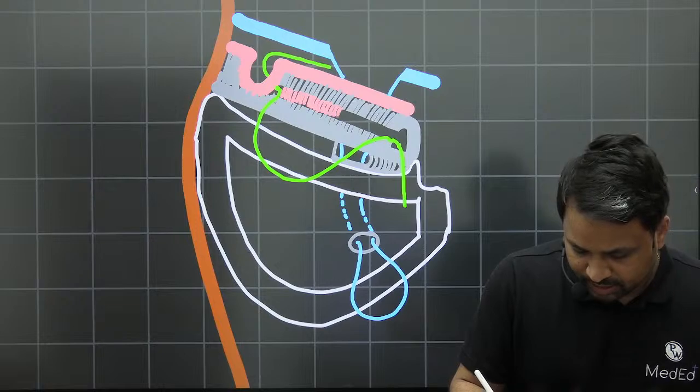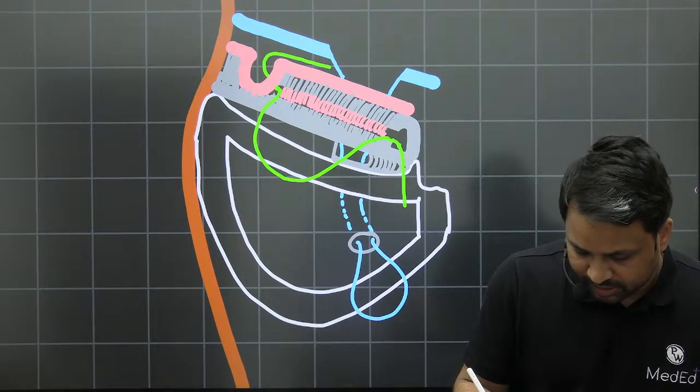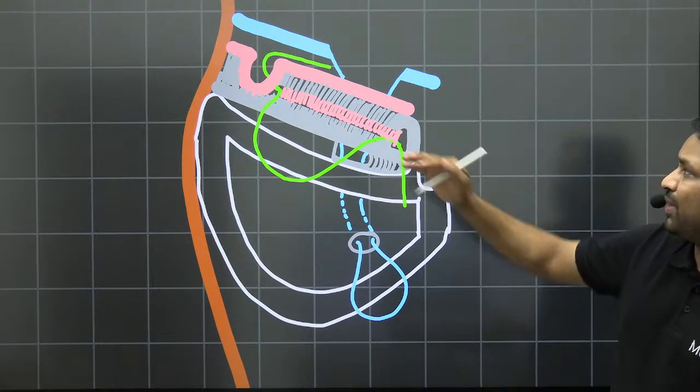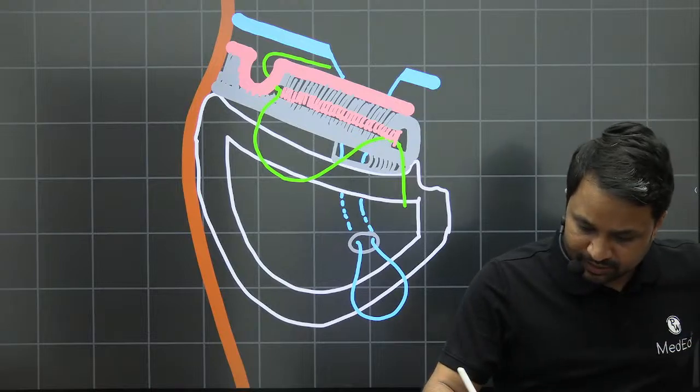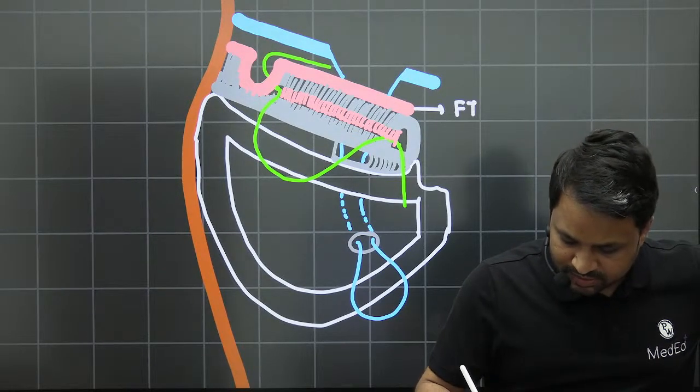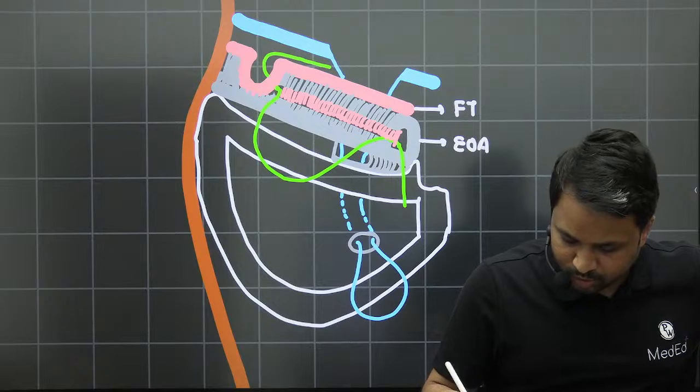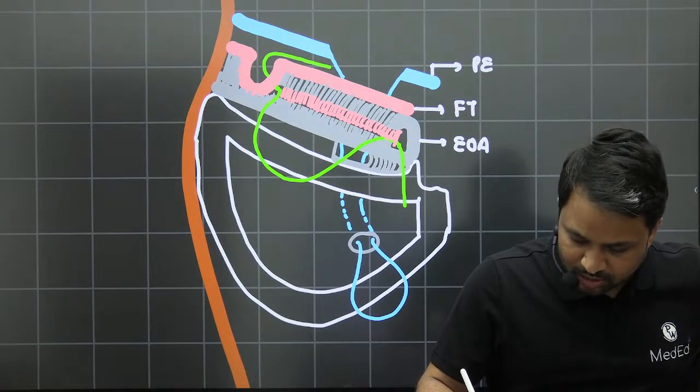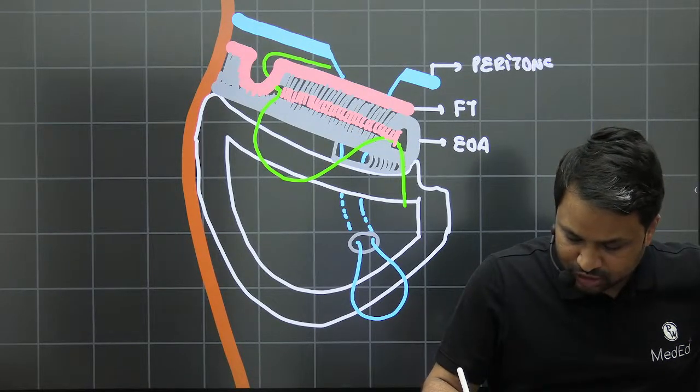Okay, so this is your fascia transversalis, present on the posterior surface. I have opened the inguinal canal the minute I see it. So this is, again, for the sake of understanding, do not get confused. This is your fascia transversalis. This is your external oblique aponeurosis. This happens to be your peritoneum. Nothing has changed. Okay.